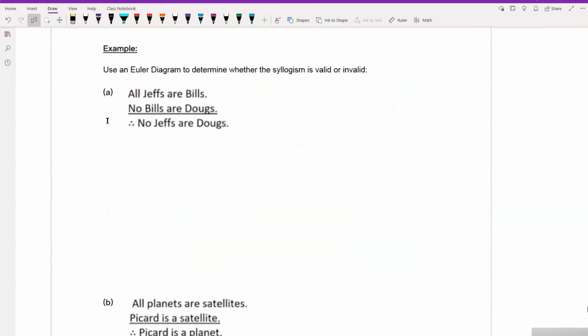Use Euler diagrams to determine whether these arguments are valid or invalid. All Jeffs are bills. The second statement: no bills are dogs. And the conclusion: no Jeffs are dogs. This is the same as what we did in 3.5. We have P1, P2, premise 1, premise 2, and finally the conclusion. But we're not going to use symbolic form.